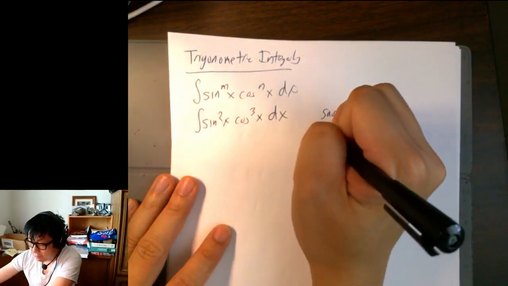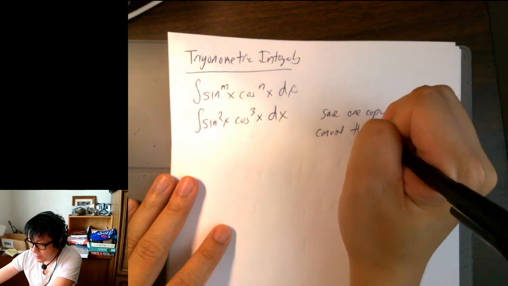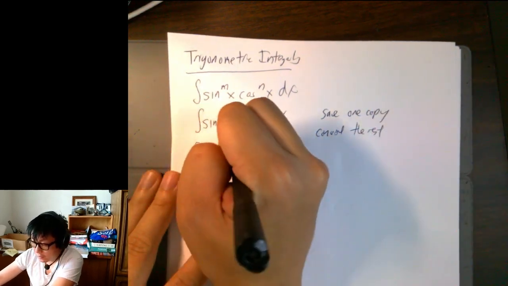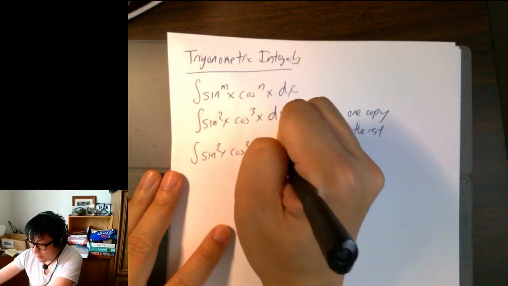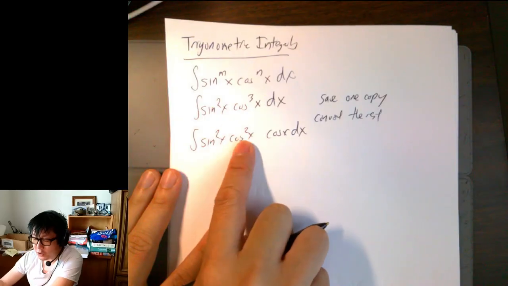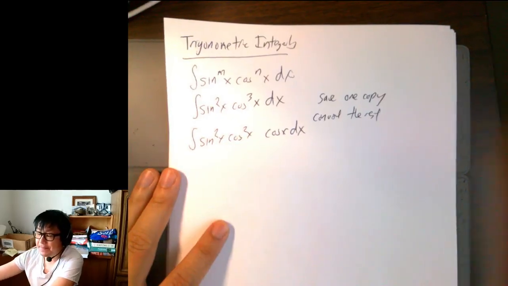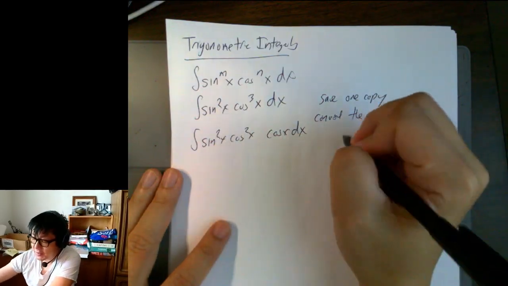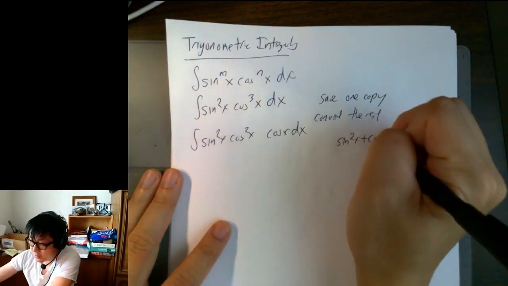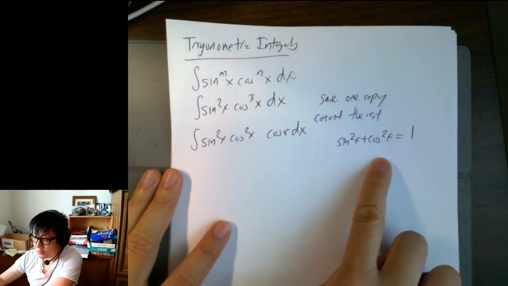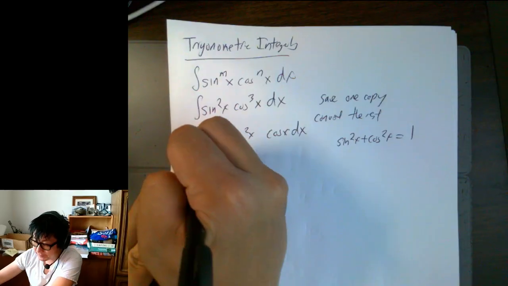And then convert the rest. We're going to convert the rest using one of the Pythagorean identities. In this case, sine squared plus cosine squared is 1. So cosine squared is 1 minus sine squared.